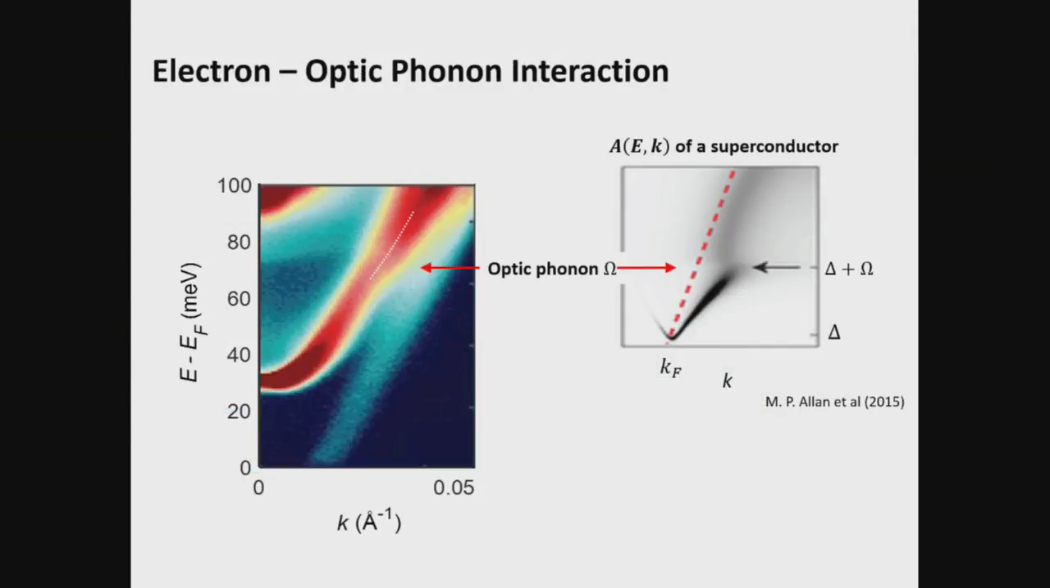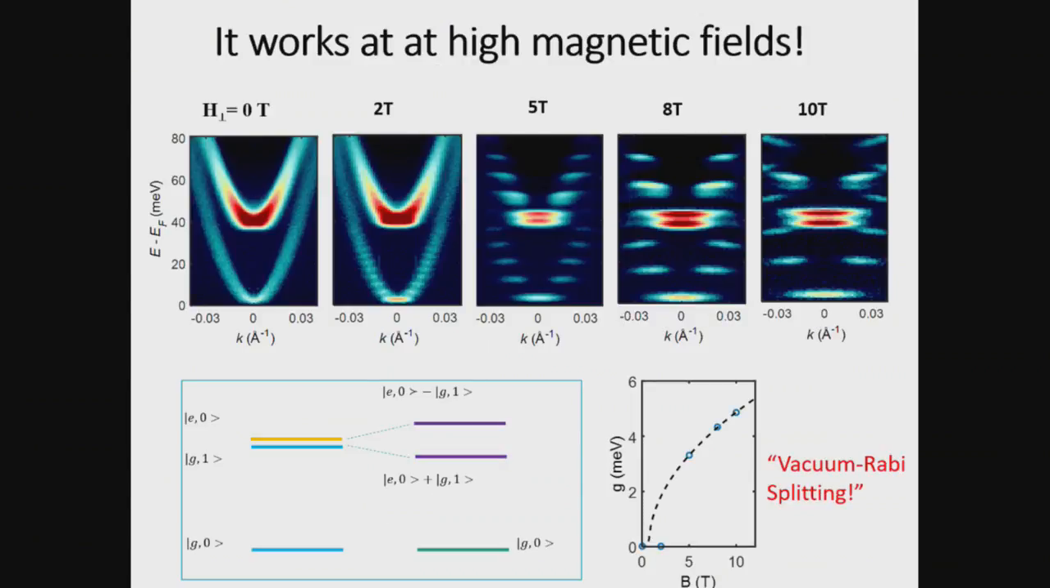So in our tunneling spectrum, we also identified this effect of the electron-optic phonon interaction. For example, if you look at our tunneling spectrum, there's the kink of the dispersion and large broadening, which develops at the optic phonon energy above the bottom of the subband. The bottom line is that we identified this effect of the electron-optic phonon interactions in our zero field tunneling spectrum. Then the question is, what happens to this?